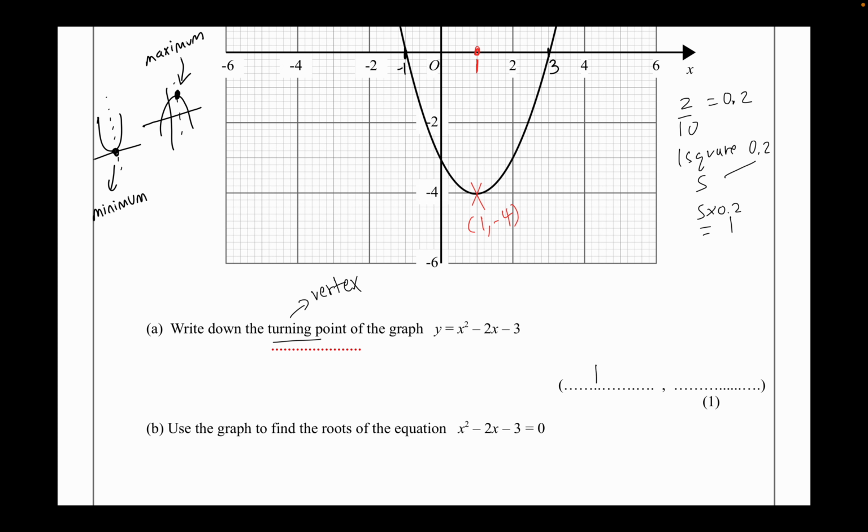Turning points of the graph. It's going to be 1, comma, -4. This is going to be for 1 mark, okay?